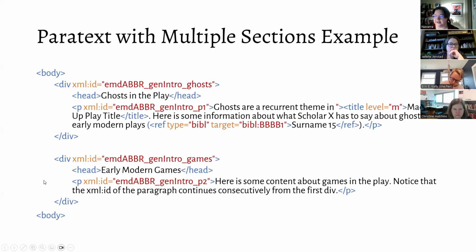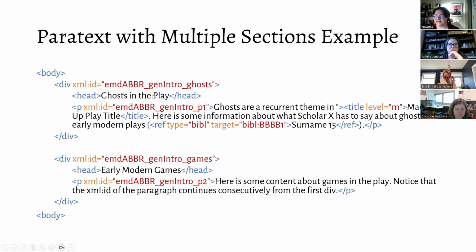So we've got our body element, and then this made up text has two divisions. The first one is a bit about ghosts in the play. So we have our XML ID. As always, it begins with our file name, EMD ABBR _ gen intro, and then something that helps you remember what this div is about. Here it's about ghosts in the play, so we'll put an _ ghosts because that's quick and easy to read.